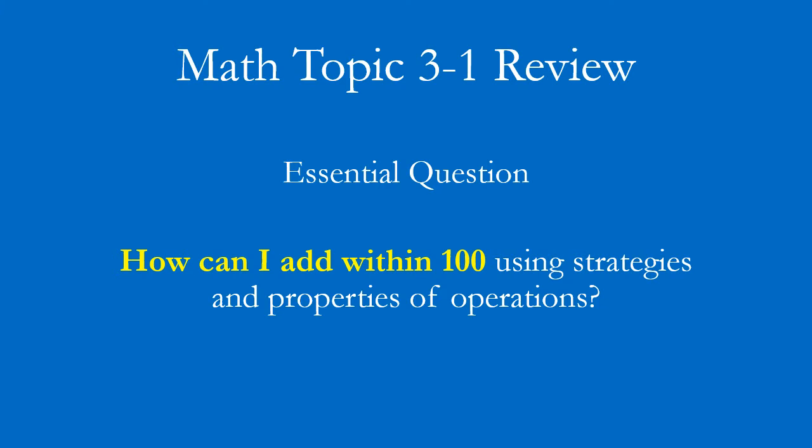Today we are still in topic 3-1, and this is a review of what we covered yesterday. So remember, our essential question is, how can I add within 100 using strategies and properties of operations? And we're really just thinking about these yellow words. How can I add within 100? And one of the tools that we've added to the many that we have is that 100 chart. So let's go ahead and look at it one more time to review.